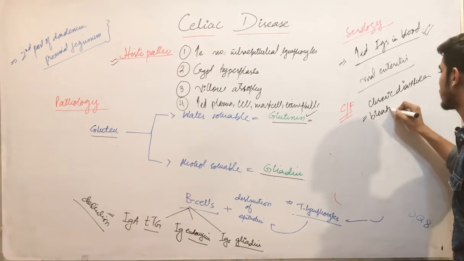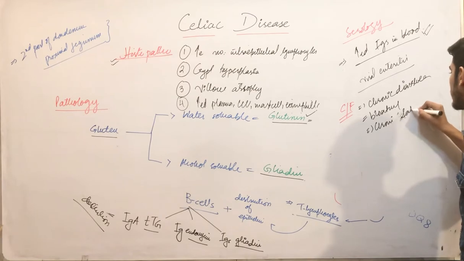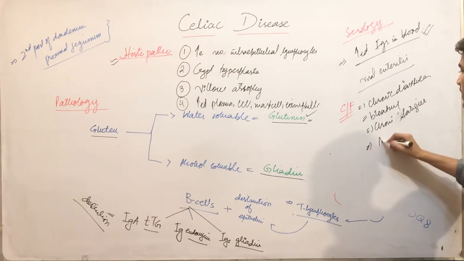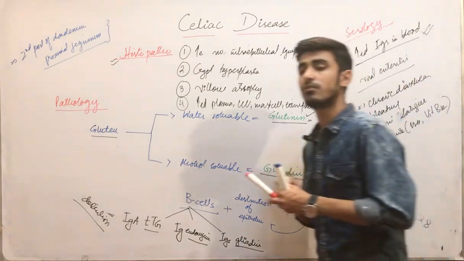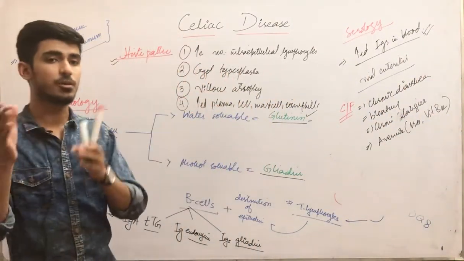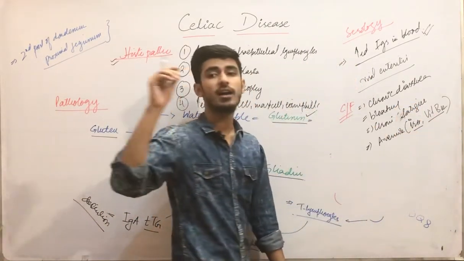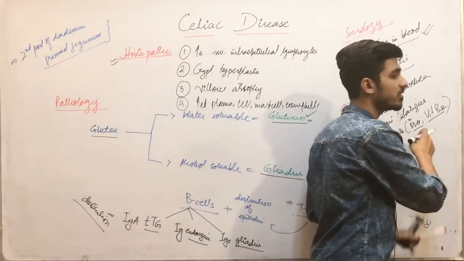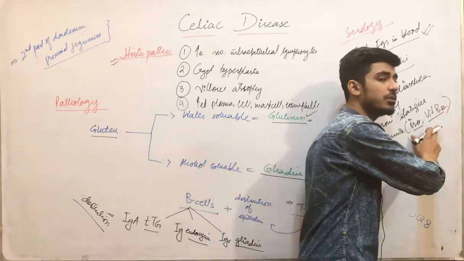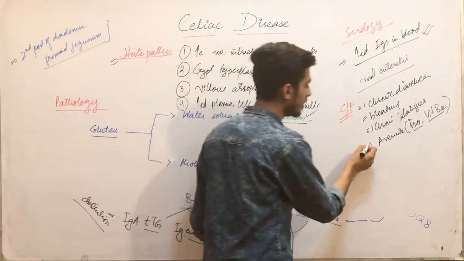Then we have the bloating, chronic fatigue. Clear? Then we have the anemia: iron deficiency anemia and megaloblastic anemia. Why does anemia occur? Because obviously there will be defective absorption. There will be defective absorption of the iron. Iron will not be absorbed, vitamin B12 will not be absorbed, and there will be a decrease in our body. That's why it results in the anemia: iron deficiency anemia, which is the hypochromic microcytic anemia, and vitamin B12 deficiency anemia, that is the megaloblastic anemia. So that's why anemia occurs, because of the malabsorption.